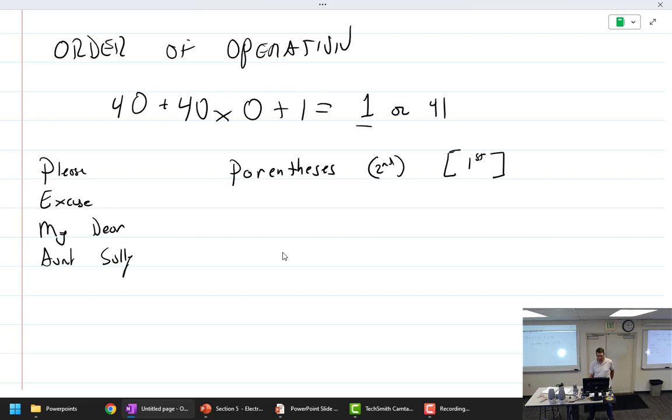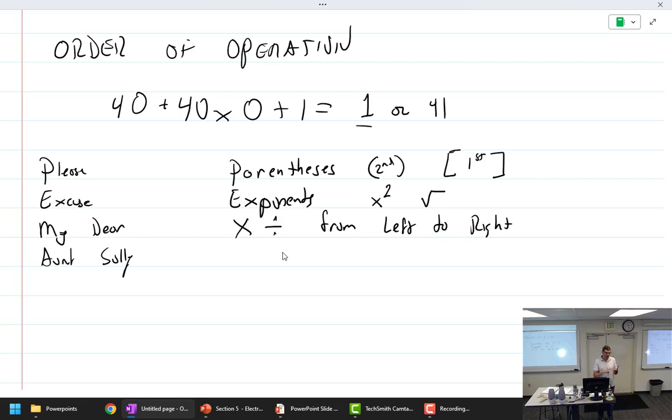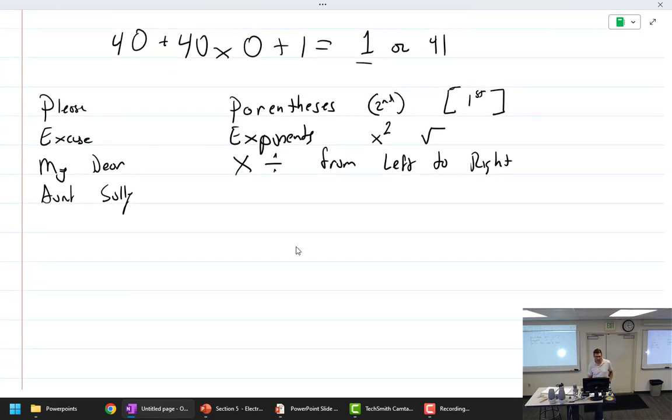After parentheses comes exponents, which would be either exponents or square root or something like that. We'll do those next. Then we will do multiplication and division from left to right. Because if you did Please Excuse My Dear and said, oh, it's multiplication, then division, well, that'll kind of screw you up sometimes. And then it is Aunt Sally's addition, subtraction, so addition and subtraction from left to right.